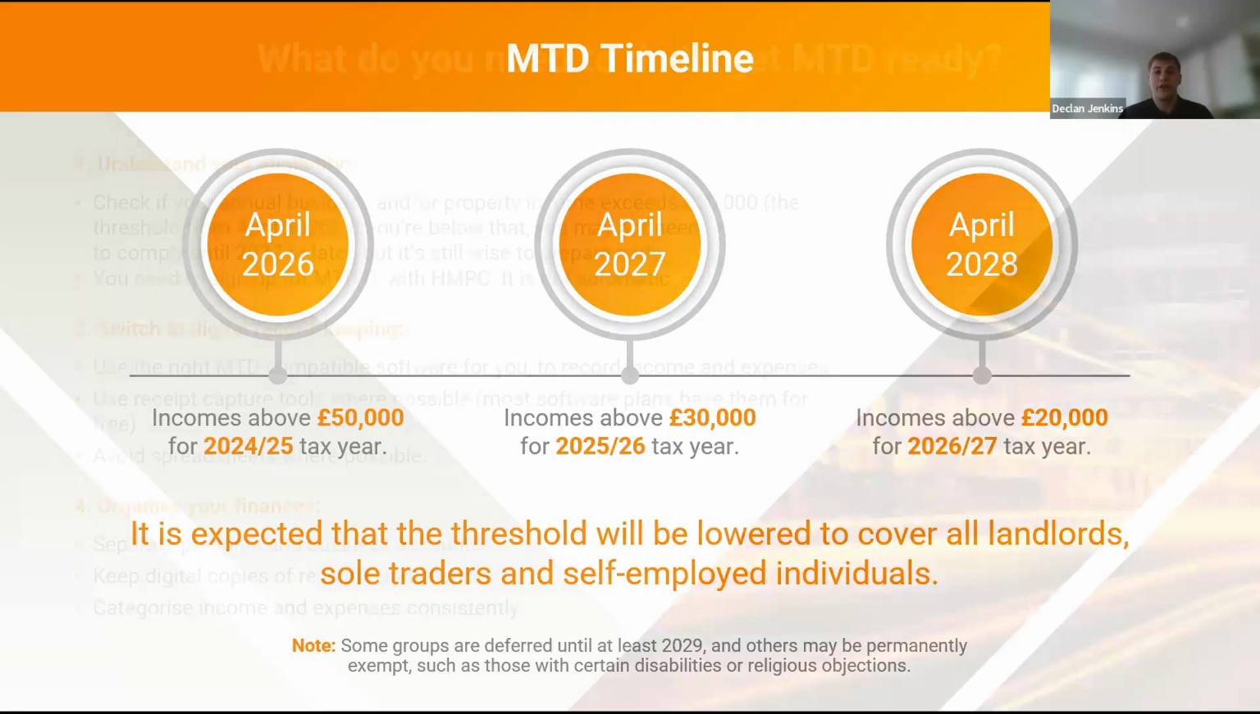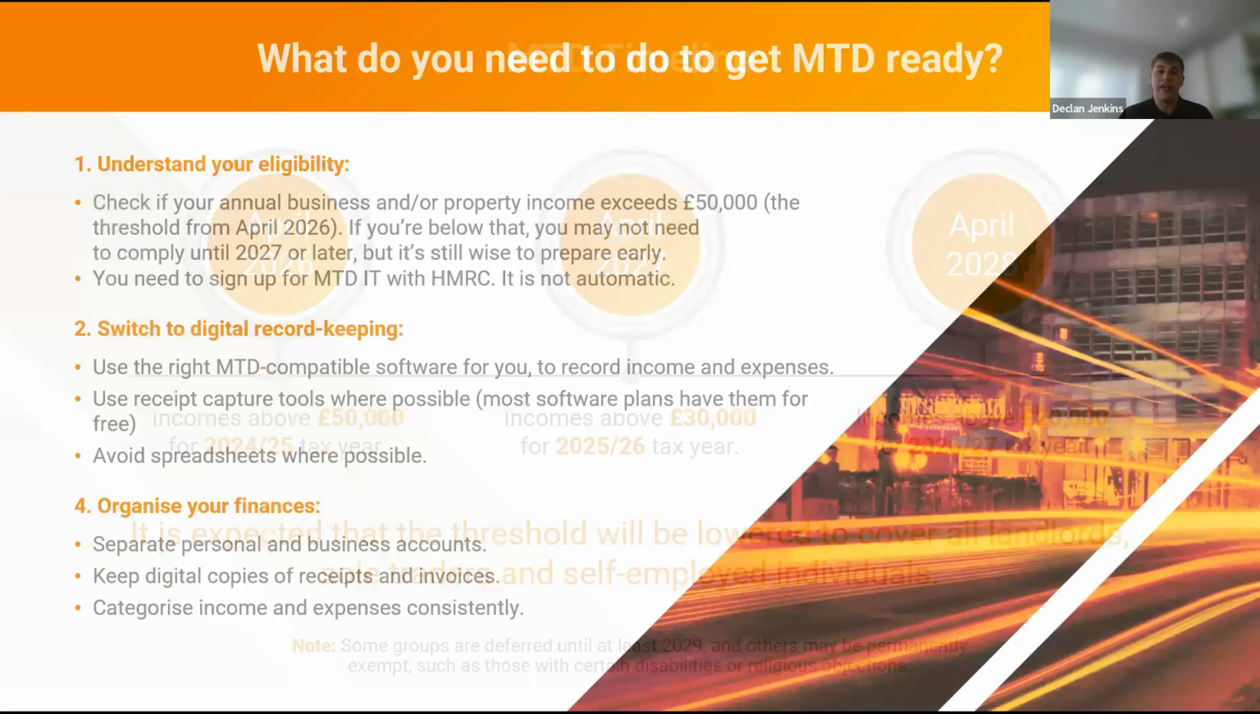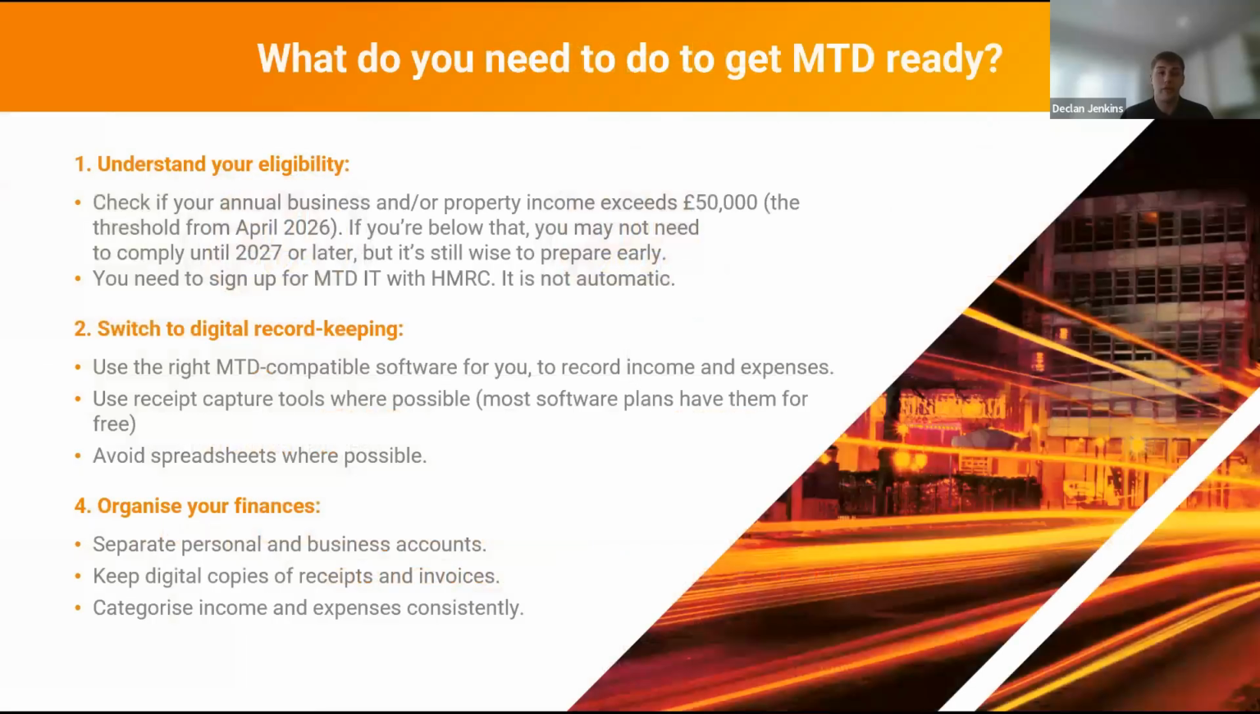So what do we need to do? The biggest thing to start with before we can do anything else is understanding your eligibility. Look at the last tax return you have filed. Is your property income over 50,000? If you have self-employment, does that take it over 50,000?